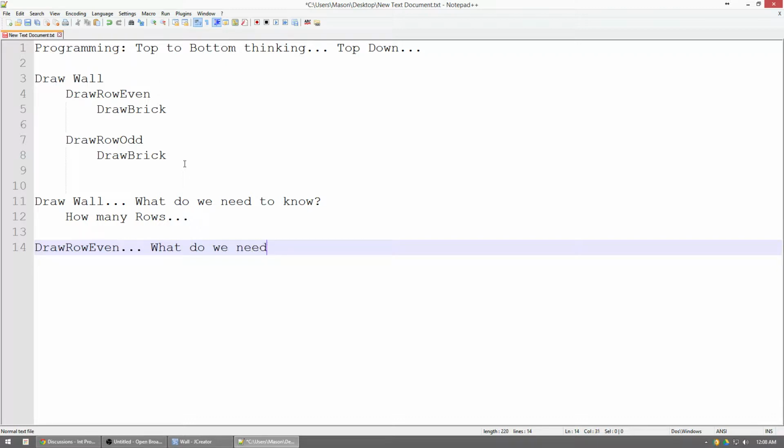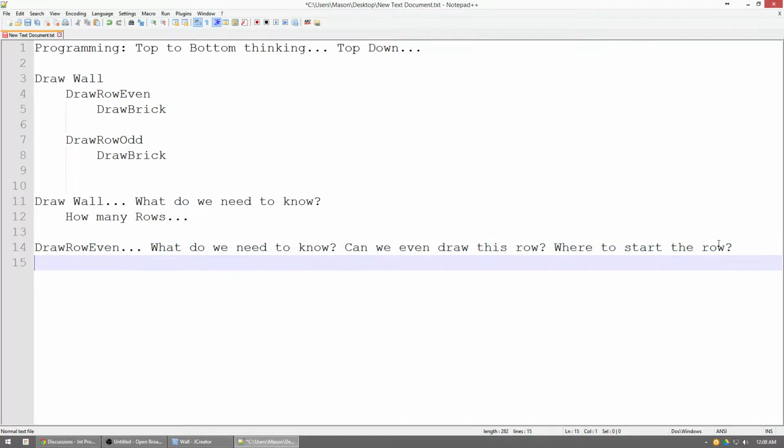What do we need to know? Can we even draw this row? And then where to start the row. Those are two things we need to know when we do a draw row even. And we'll put draw row odd here as well, and we'll just put ditto, because we need to know the same thing. Are we allowed to draw an even row this time around, or do we need to draw an odd row?